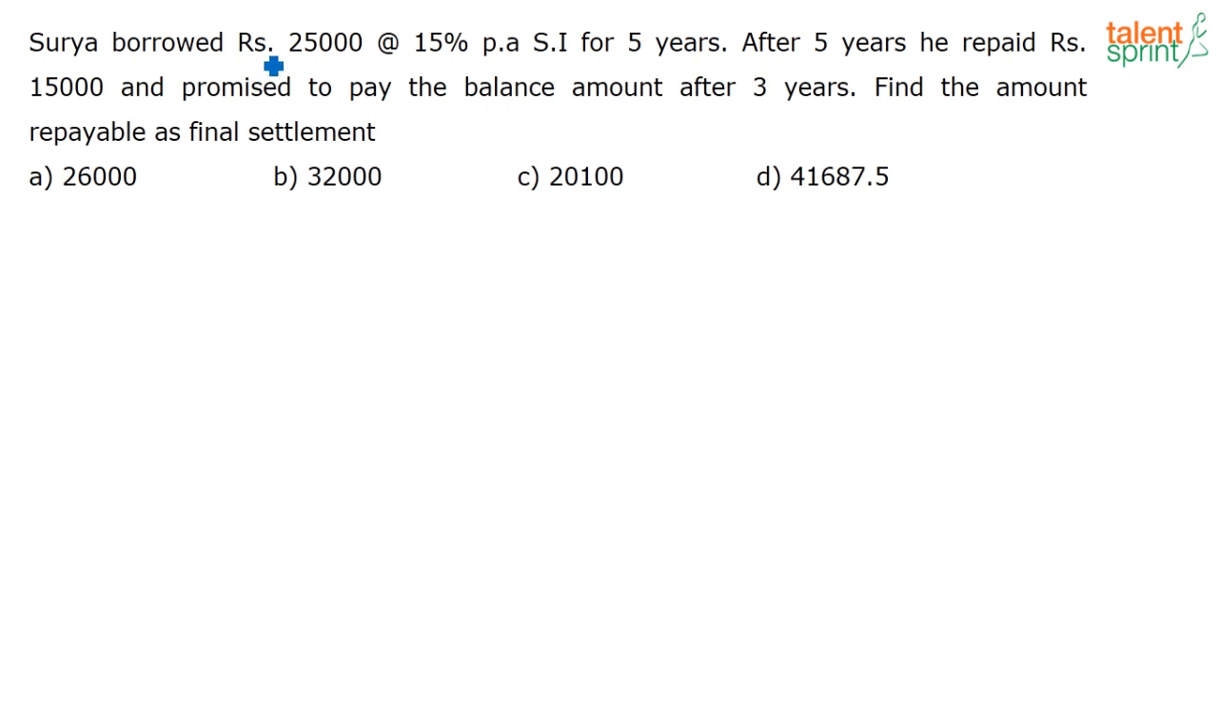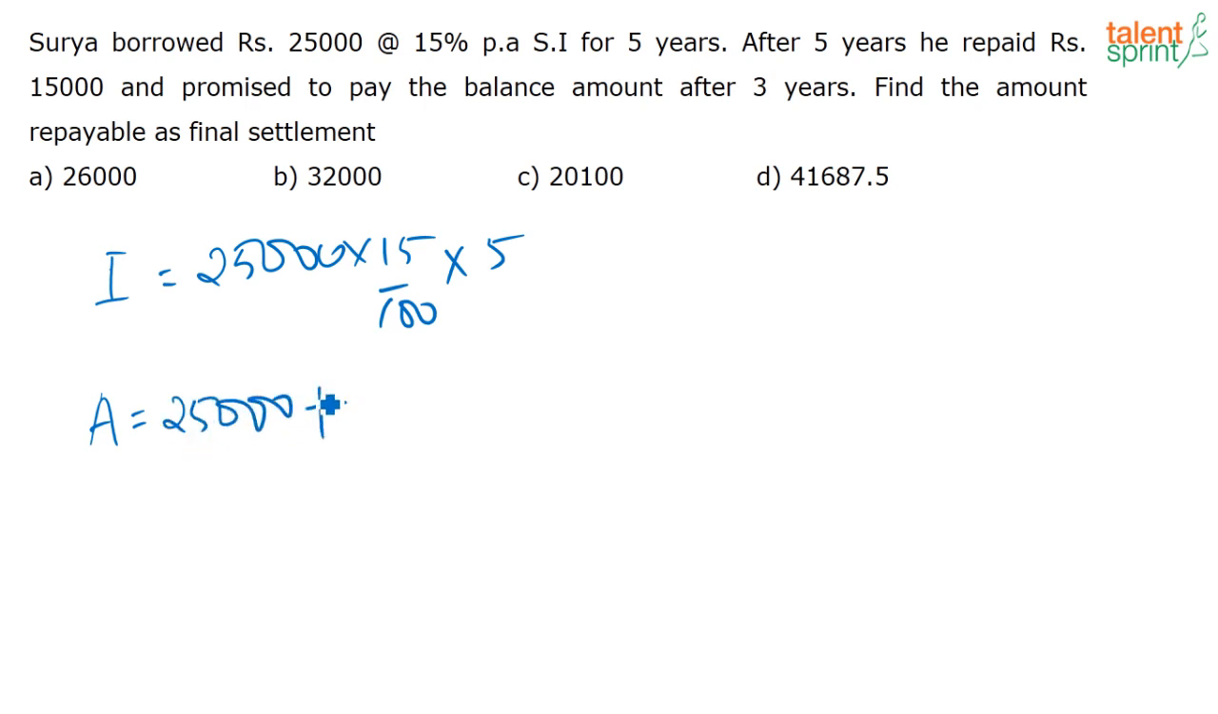See, Surya borrowed rupees 25,000 at 15% per annum simple interest for 5 years. So what is the interest that Surya has to pay after 5 years? It is nothing but 25,000 into 15 by 100 into 5. Correct? That is the interest that he should pay at the end of 5 years. 15 into 5 is 75, 75 into 25 is 18750. Am I right? So 18750 is the interest that he has to pay.